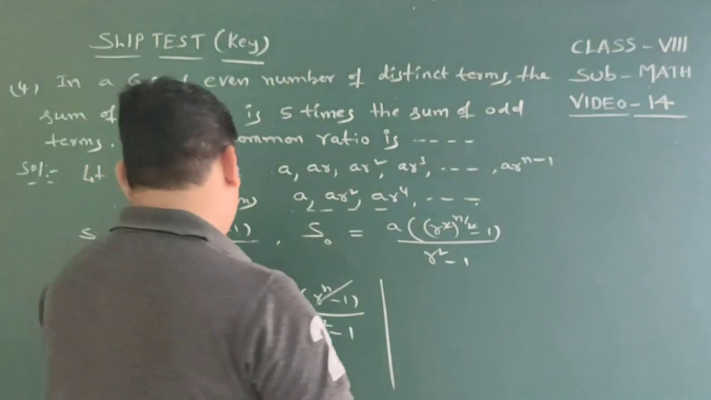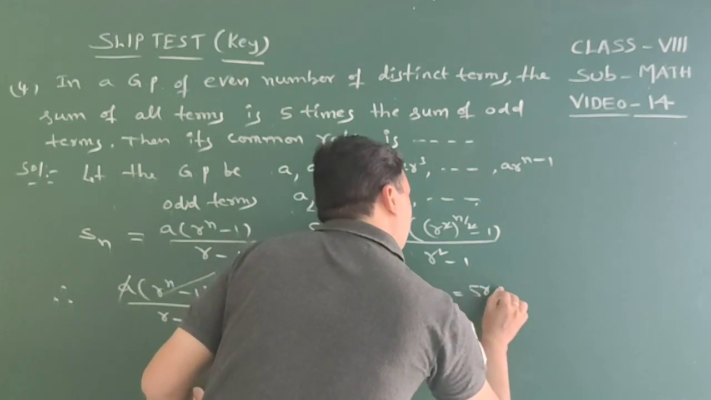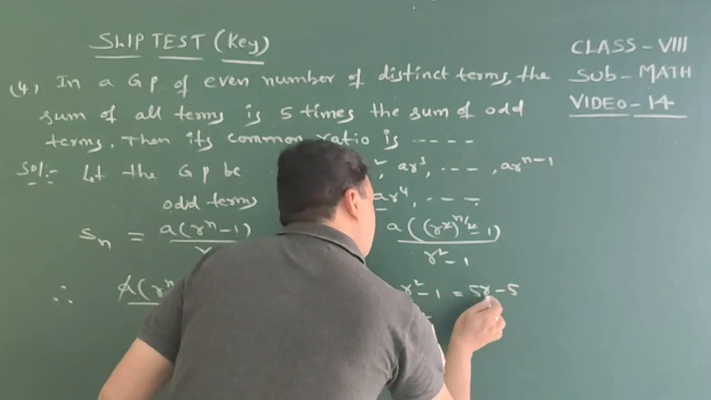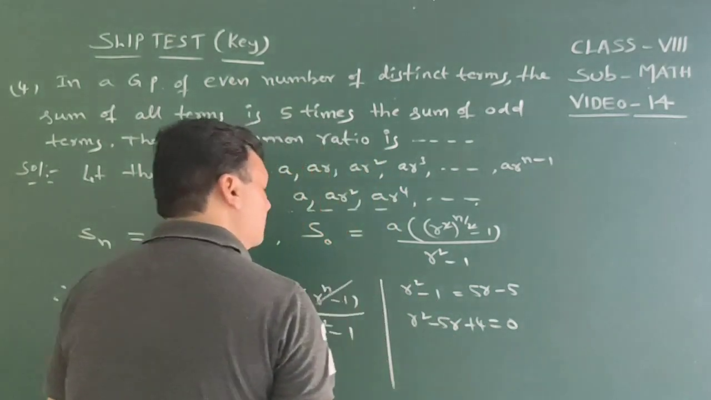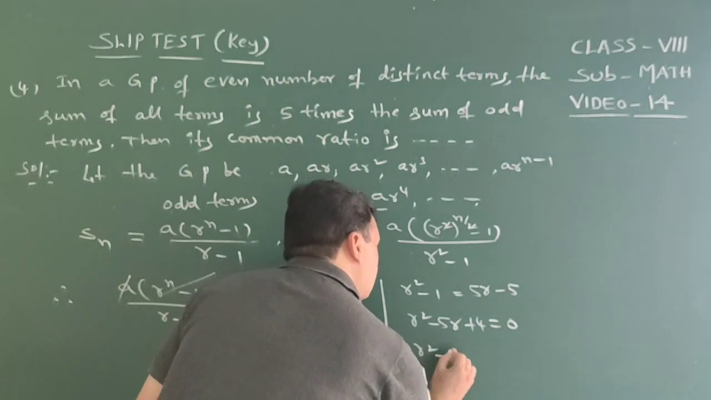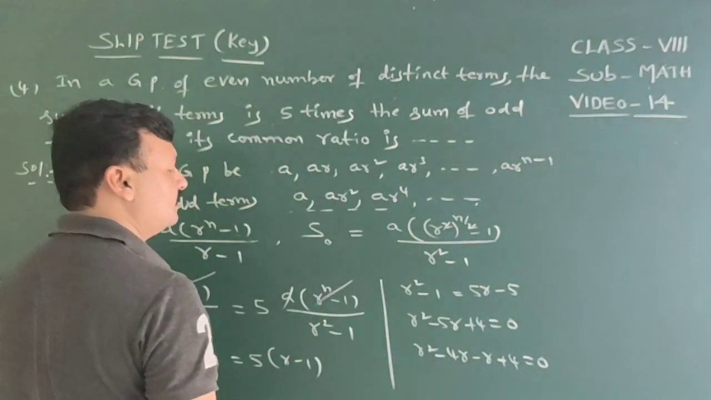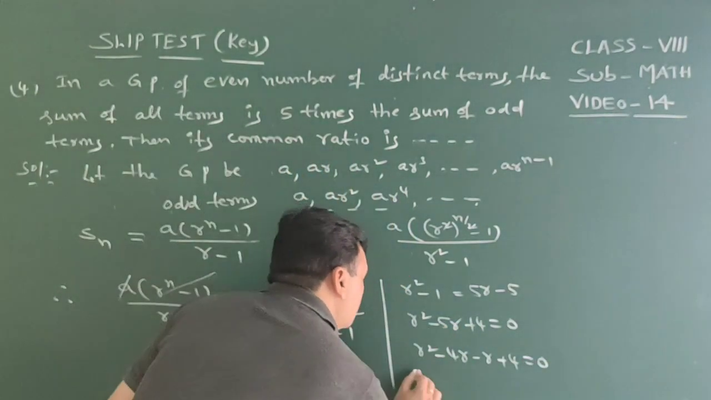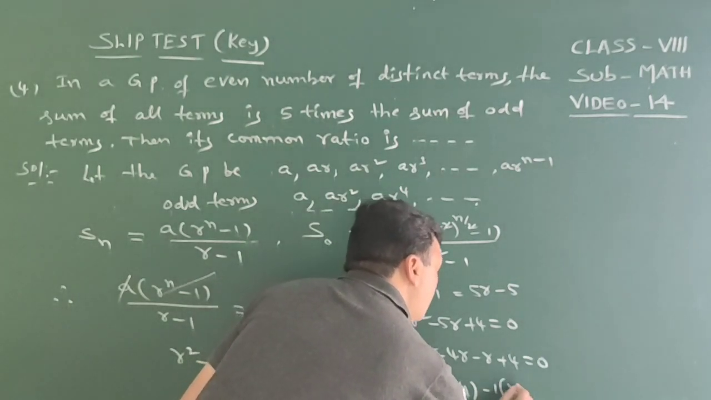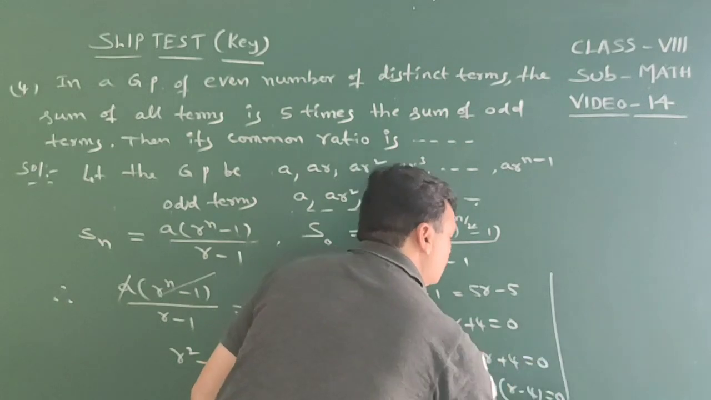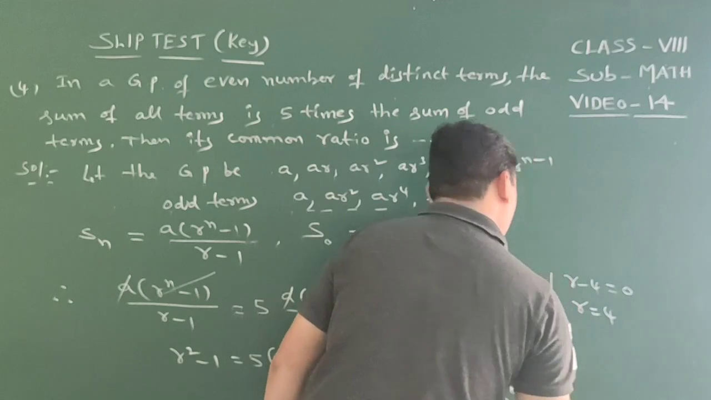Now, R square minus 1 equals 5R minus 5. So R square minus 5R plus 4 equals 0. Therefore, R square minus 4R minus R plus 4 equals 0, splitting 5 as 4 and 1. So taking R common, R minus 4, and minus 1 common, R minus 4 equals 0. So R minus 4 equals 0 means R equals 4.